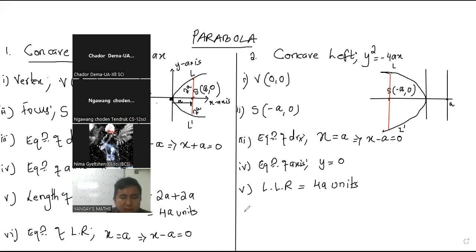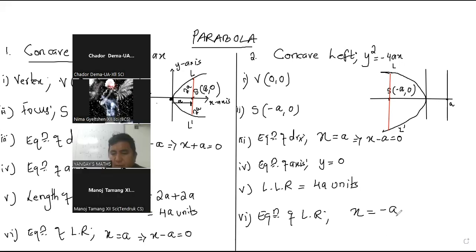Number 6, finally, we have the equation of latus rectum. X equals to negative a. Now let's take the opposite of directrix. It becomes x is equal to negative a, which implies x plus a equals 0. x plus a is equal to 0.